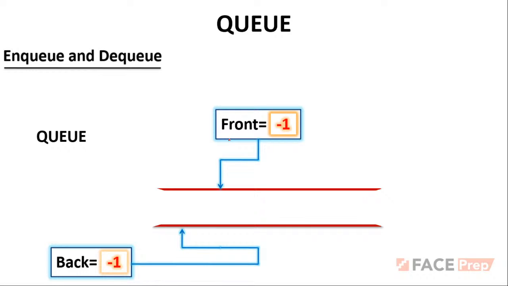So an element can be inserted at the last, that is the rear end. So when the element is inserted at the last, what happens is the value of back will be incremented. Because in the rear end only I'm going to insert elements, right? Whenever you're inserting an element in the queue, the back value will be incremented. Whenever you are deleting an element from the queue, the front value will be incremented.